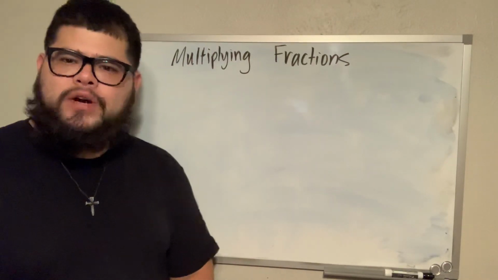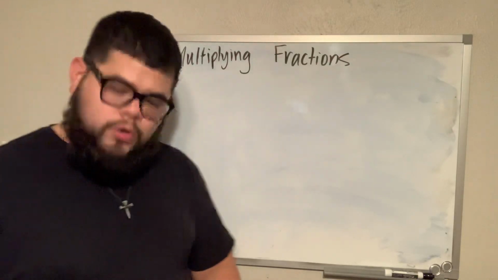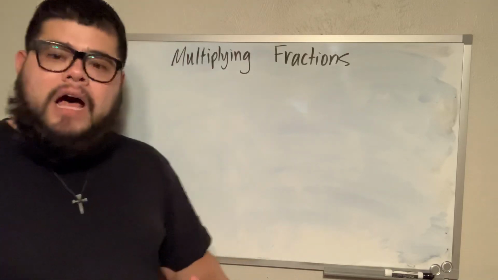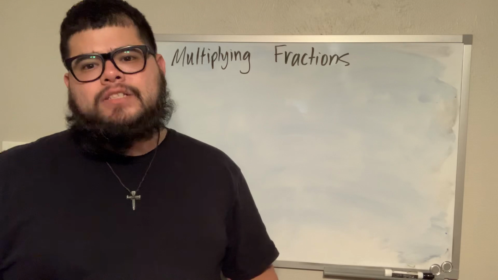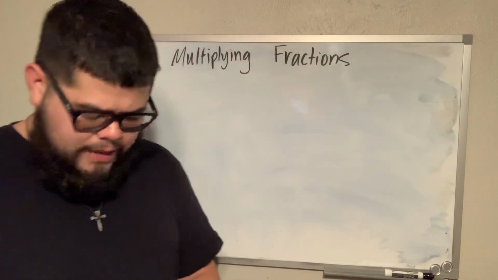Hey class, this is part 2 of multiplying fractions. We want to go ahead and do a quick example with 3 different parts. What we want to figure out here is what happens to a number when you multiply by a number that's greater than 1, less than 1, and equal to 1.